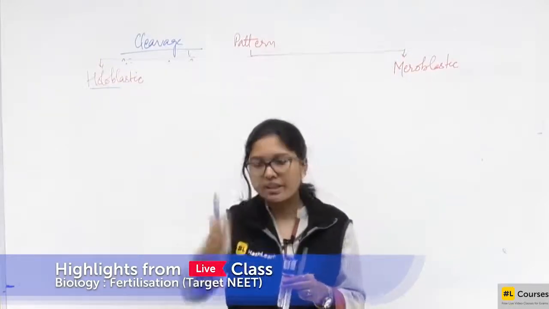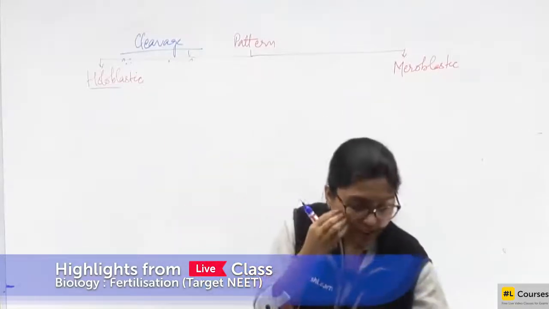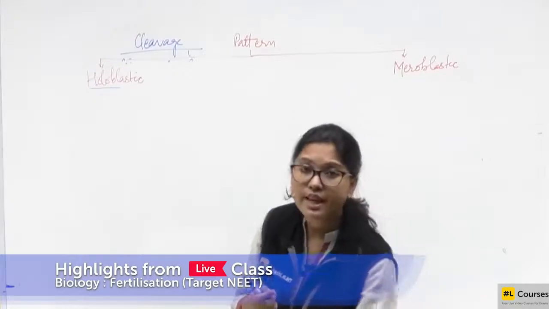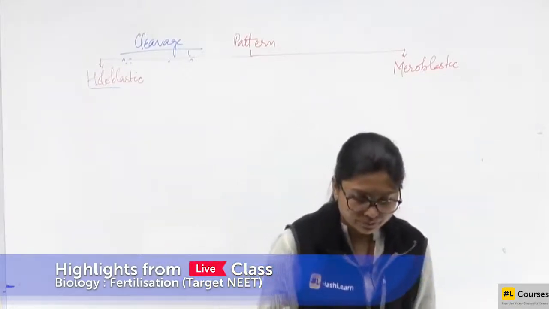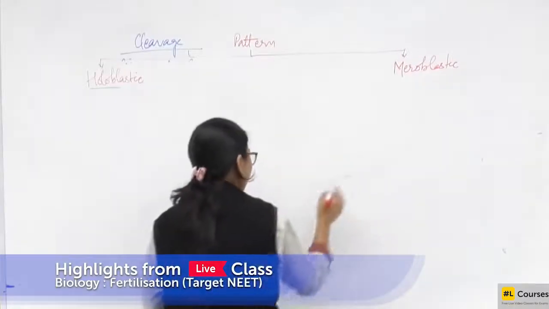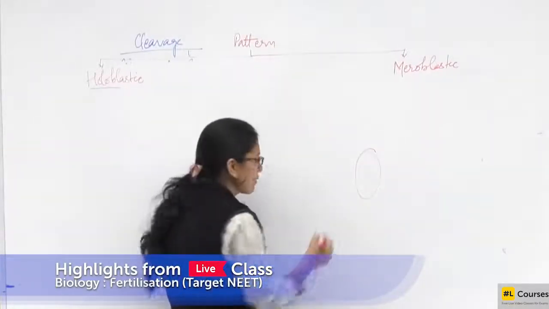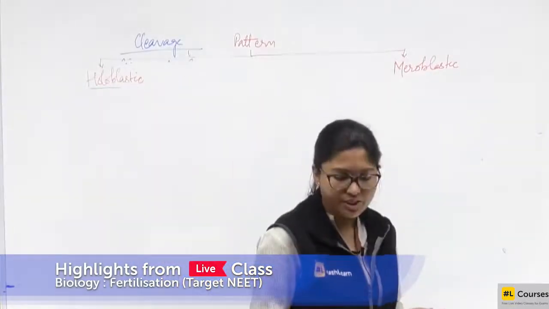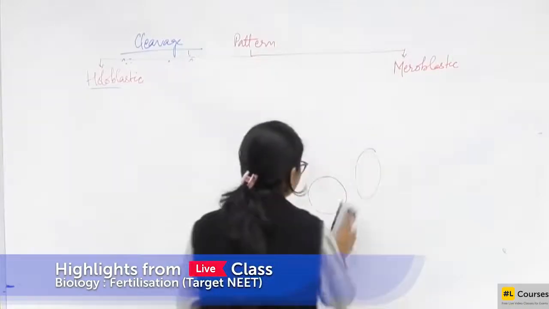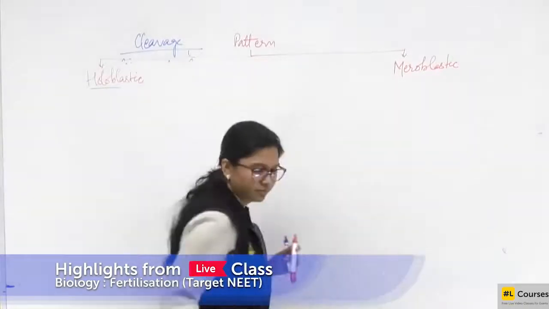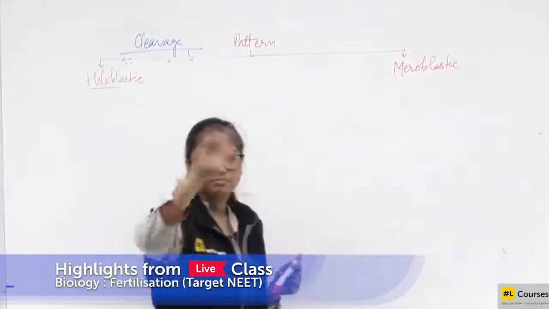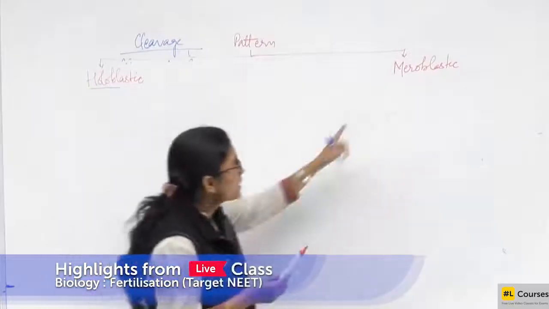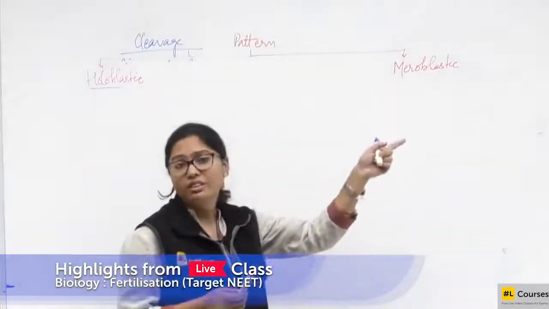The entire egg, or entire zygote, doesn't divide, and that condition occurs in case of cells which have, okay, what is the shape of the zygote? I was drawing oval like this, that's why you are confused? It's circular. It's a cell. Ovum is a cell. So that will be the shape of the zygote. Round shape.